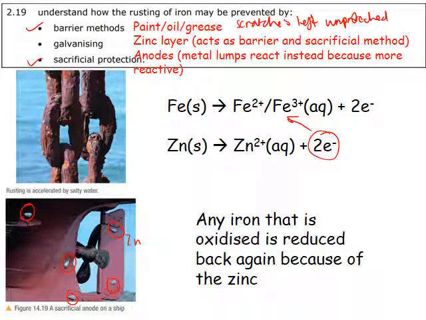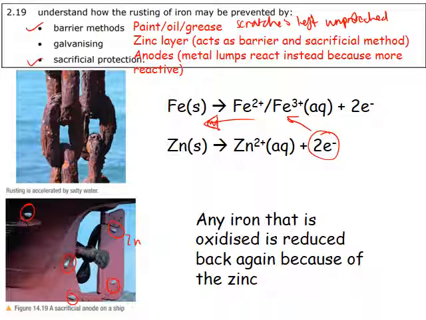So any ion that does react, it gets electrons from zinc to go back to iron. So iron actually doesn't end up forming ions, so therefore can't rust. So iron doesn't end up rusting in that sense, and that is sacrificial protection.